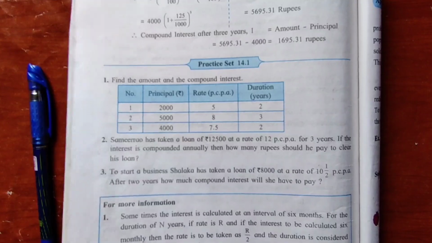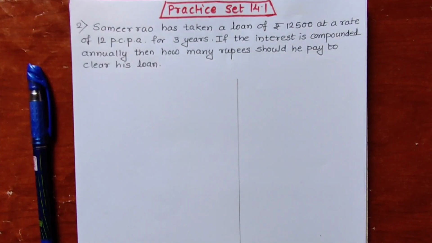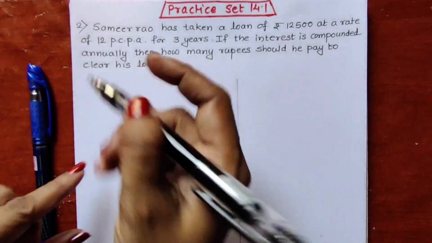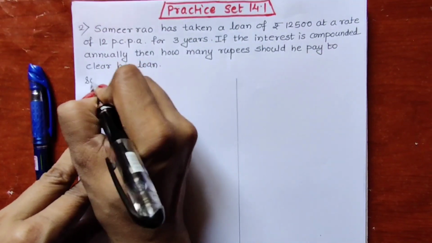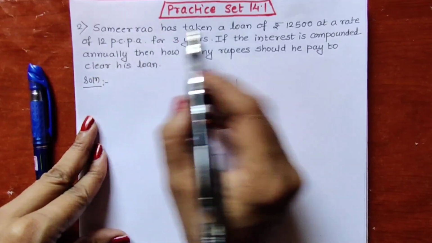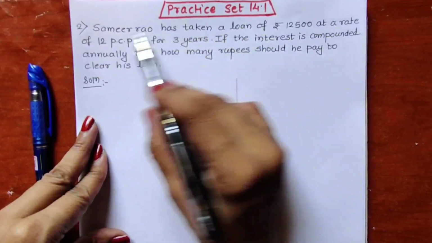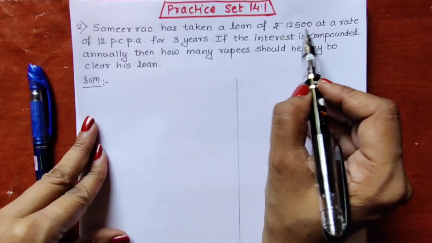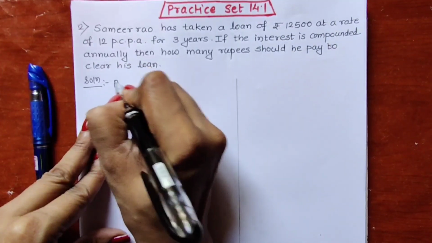So let us write all the values first. I have written the question here. We will be writing all the values in the beginning of the solution. So from solution, we start with Samir Rao has taken loan of rupees 12,500. That means this is the value of principal.